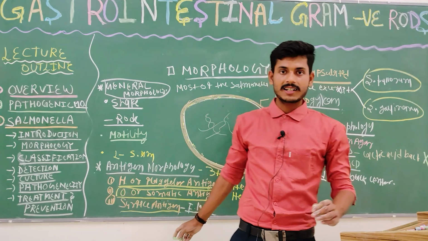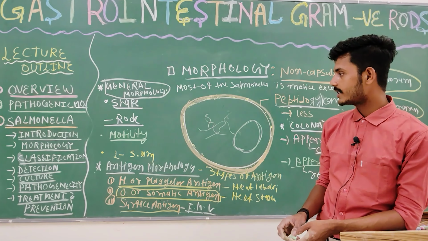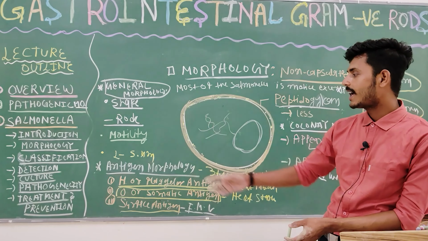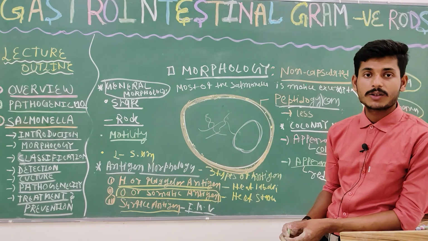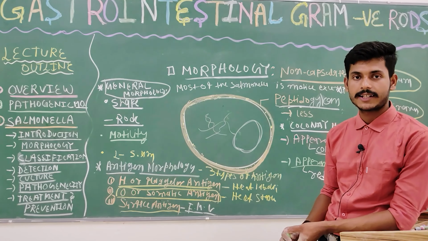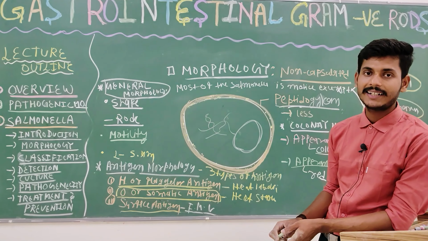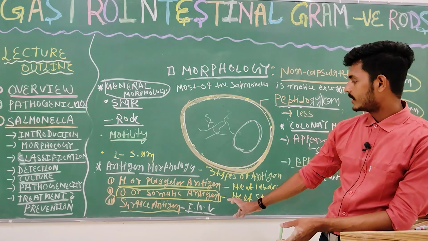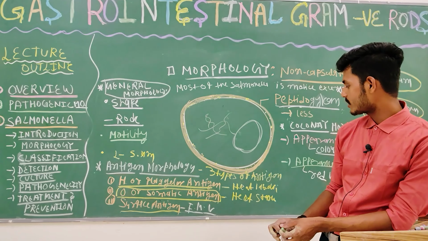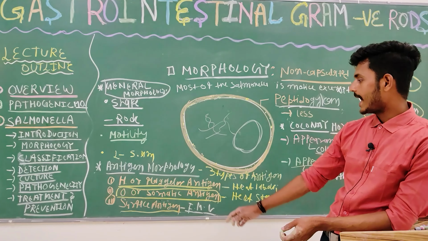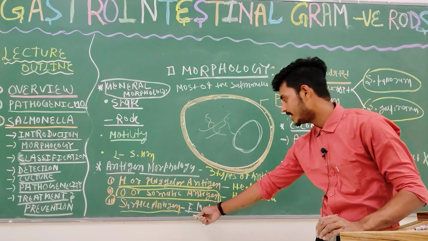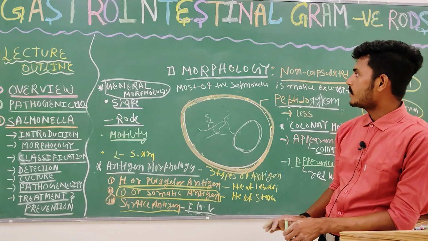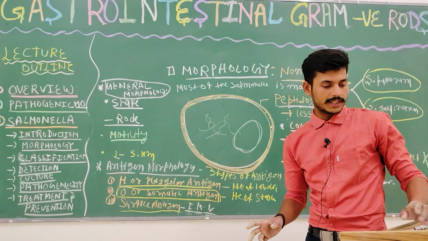Now we discussed their antigenic morphology, that it has three different types of antigen. The one is called the H or flagellar antigen, the next one is called the O or somatic antigen, and the last one is called the surface antigen. The first one, H or flagellar antigen, is heat labile, meaning heat sensitive. The other one is the O or somatic antigen, which is heat stable. And the last one is the surface antigen, which is of three different types: F antigen, M antigen, and V antigen. Now once we have discussed the morphology, let's deal with their classification.